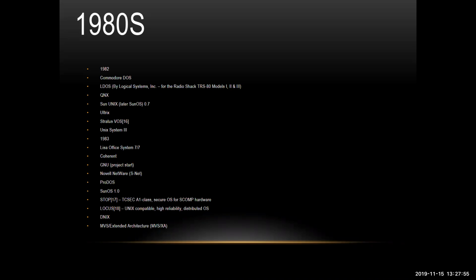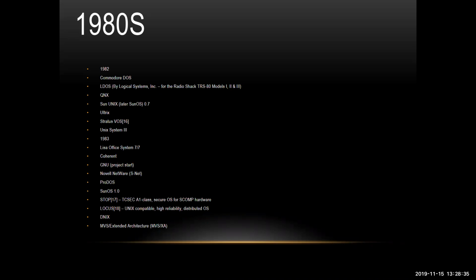And then we also had SunOS 1.0. We also had Stop, and then Locus, a Unix compatible, high reliability, distributed OS. We also had DNIX. It was a Unix-like real-time operating system from the Swedish company Dataindustrier AB. A version called ABC Xenix was also developed for the ABC 1600 computer from Luxor.